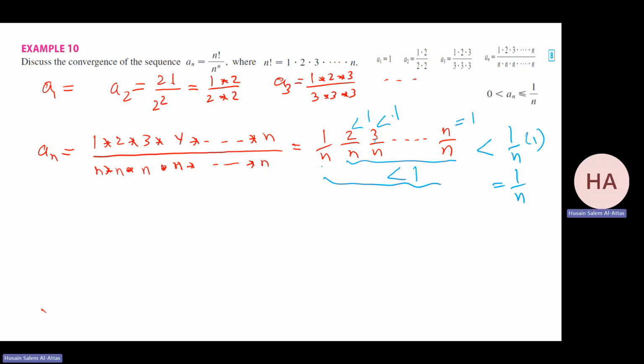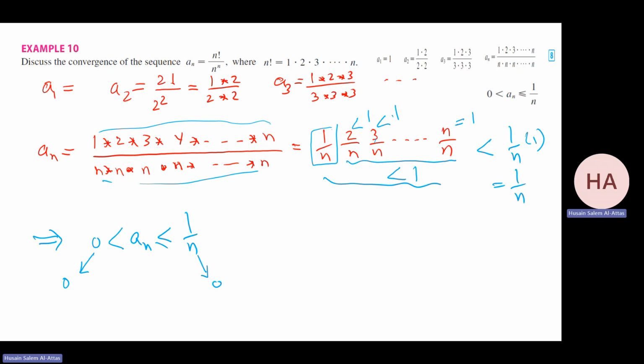I hope it's clear. Now multiplying an expression by a value less than 1, for sure, it will be less than the same expression times 1. So that means an is less than or equal to 1 over n, because if n equals 1, then it will be equal. And for sure, an is greater than 0, because all of these values are positive for n greater than or equal to 1. So now I squeeze it between two expressions. And for sure, this goes to 0, and this goes to 0, as n goes to infinity. So that implies the limit of an as n goes to infinity is equal to 0. So the sequence n factorial over n to the power n converges.